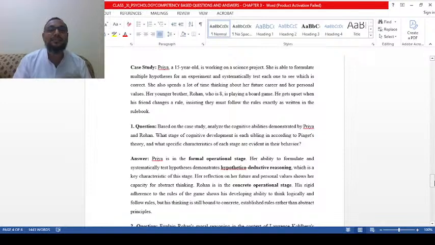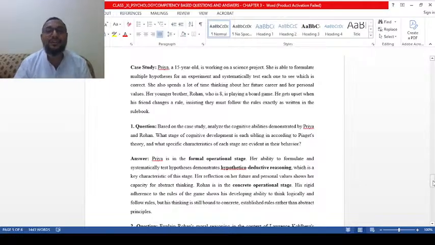Second case study here. Priya is a 15-year-old working on a science project. She is able to formulate multiple hypotheses for an experiment and systematically test each one to see which is correct. She also spends a lot of time thinking about her future career and her personal values. Her younger brother Rohan, who is 8, is playing a board game. He gets upset when his friend changes a rule, insisting they must follow the rules exactly as written in the rule book. Now you see this case.